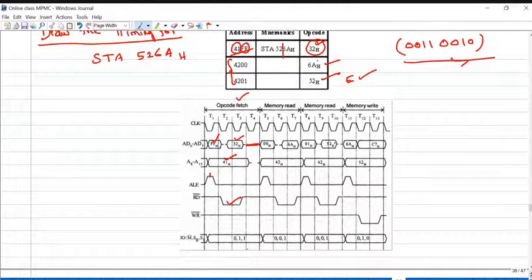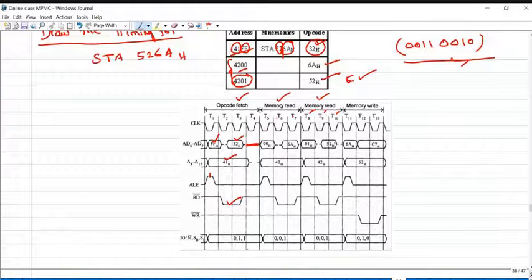So now it reads the lower order address information from this location and the higher order address information from this location. This is similar to your memory read operation. For a memory read operation we need three T states, T5, T6, T7 for this one. For reading the 52 from the memory, again we need 3 clock pulses. Already we discussed how to draw the timing diagram.